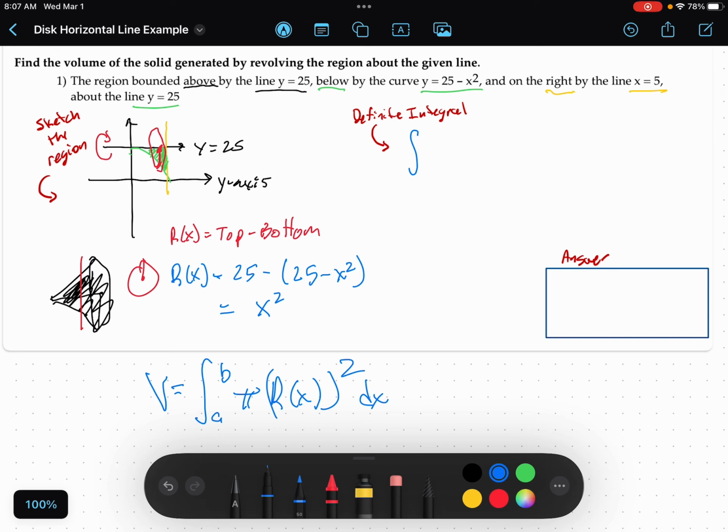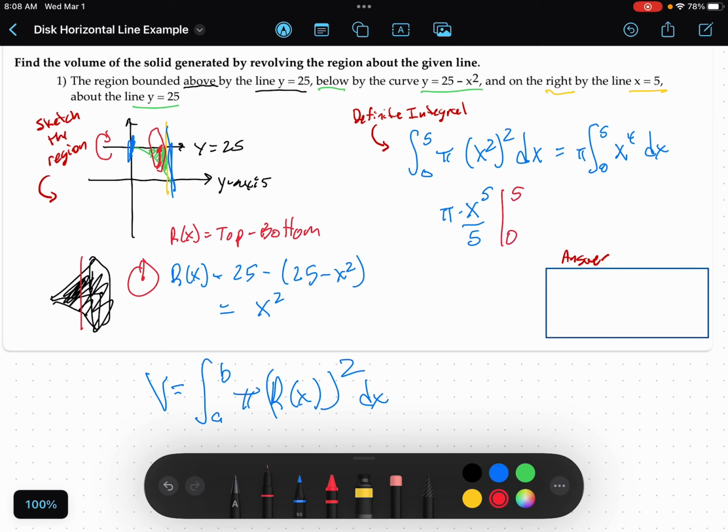Let's see, we need to figure out the limits of integration. On the left we've got the y-axis, which is 0, and on the right, they told me x equals 5. So I'm going to go from 0 to 5. I've got pi, and my r of x is x squared, and I have to square that. So that's pi x to the 4th, excuse me. I'm going to take the pi out, 0 to 5, x to the 4th. The antiderivative of x to the 4th is x to the 5th over 5, and I don't forget the pi there. I'm going to evaluate that from 0 to 5.